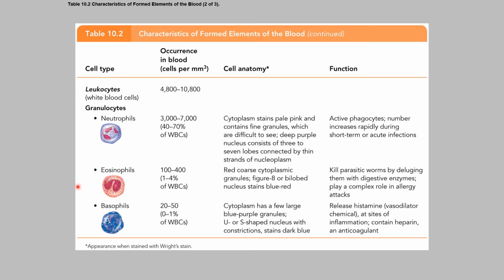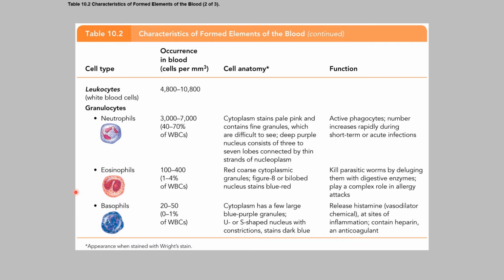Eosinophils, their granules are going to look red, so much darker than what you saw with the neutrophils. Their nucleus tends to look kind of like a figure 8 or bilobed, and the nucleus tends to stain kind of a blue-red color. Purpose of the eosinophils, they will kill parasitic worms. They are also involved with allergies.